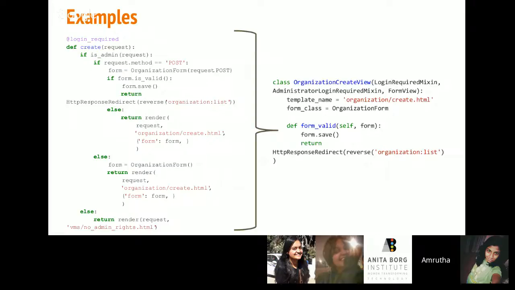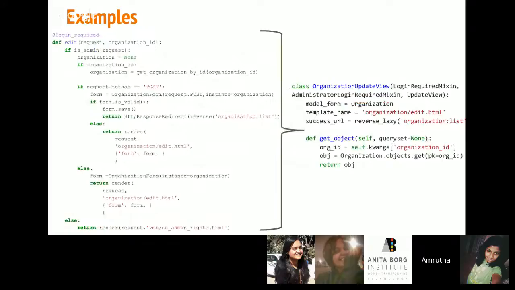We give the template name, like create.html, so that whatever we need will be rendered to create.html. And we specify the form name, that is organization form. Then if it is valid, it will save the form, and it will return to the organization list. That is done. So you can see how many lines of code we have reduced here.